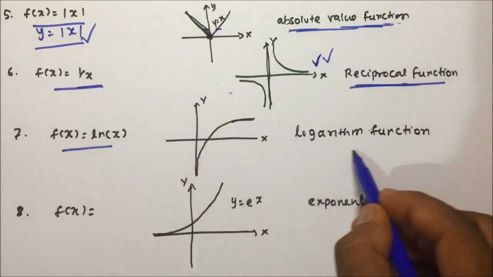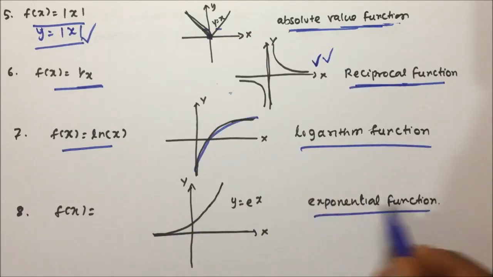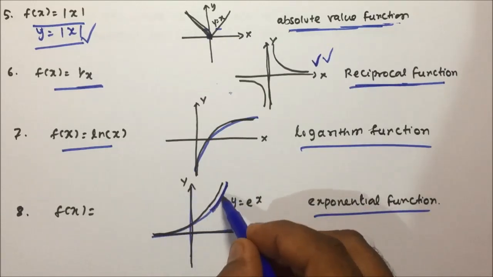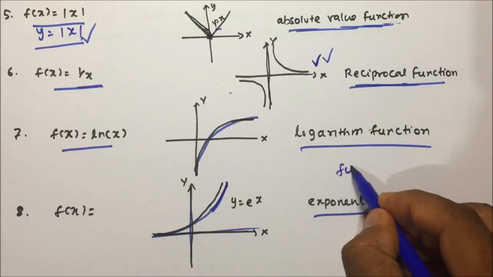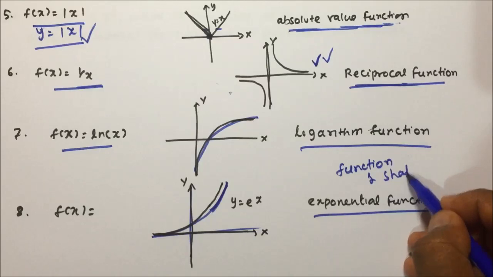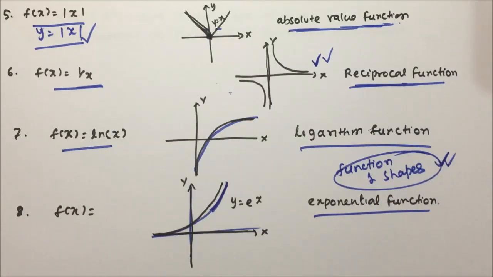Then we'll have the logarithm function. For logarithm functions, the shape will always be like this. And then we'll have the exponential function. For the exponential function, the shape will be like this. So you have to keep these functions and their shapes in mind, so that if in the exam they ask you a question based on that, you will easily be able to answer.